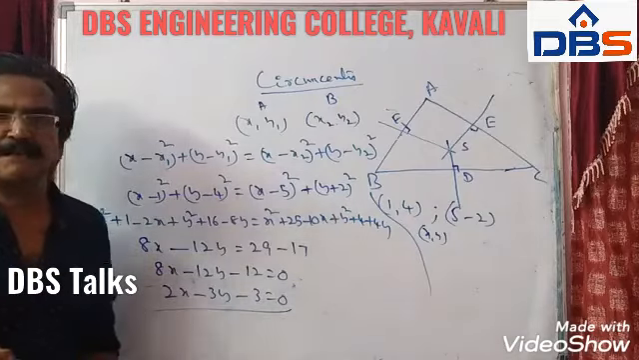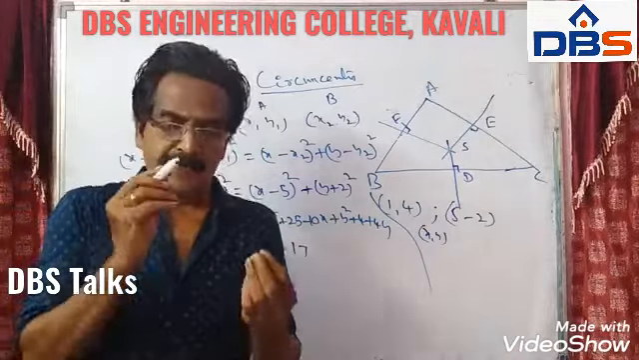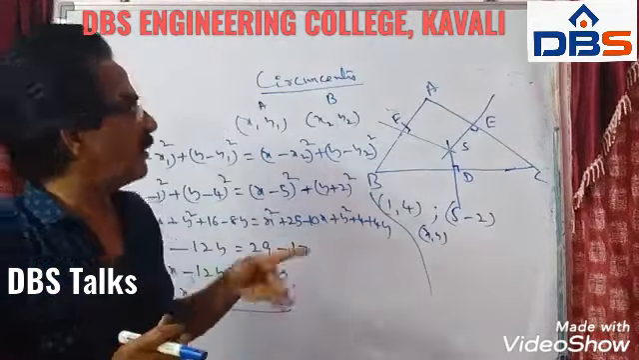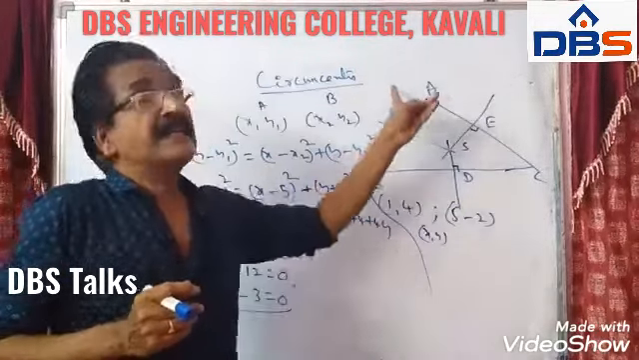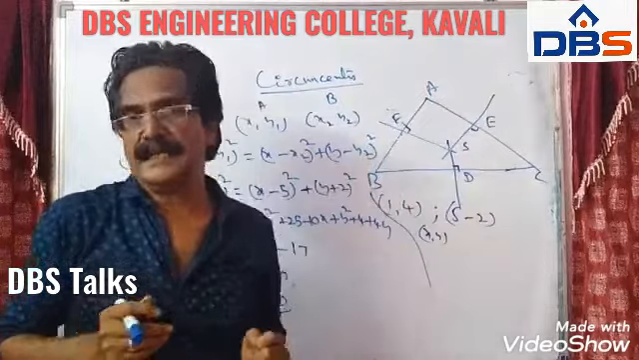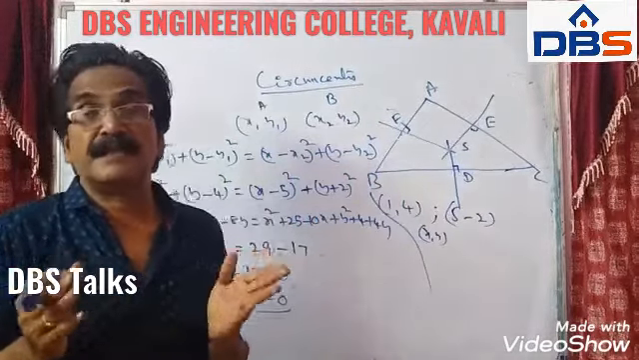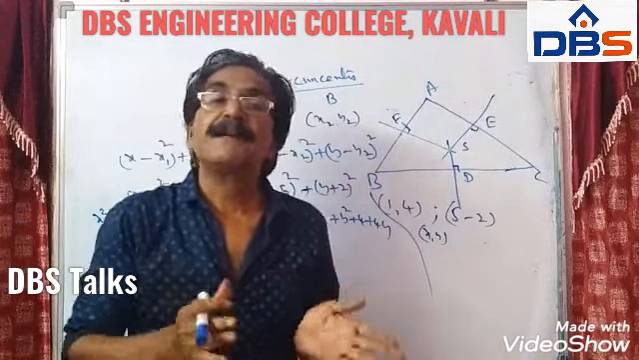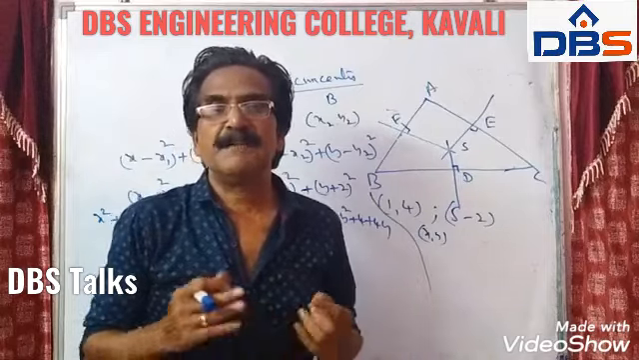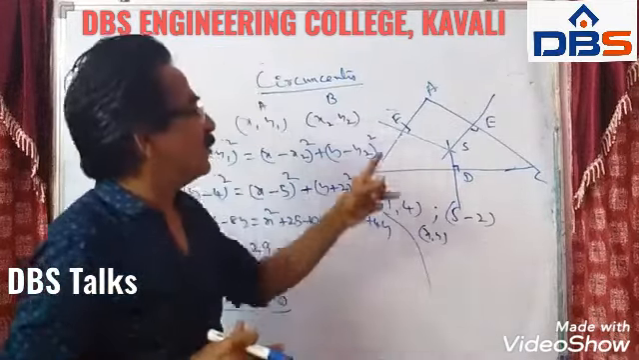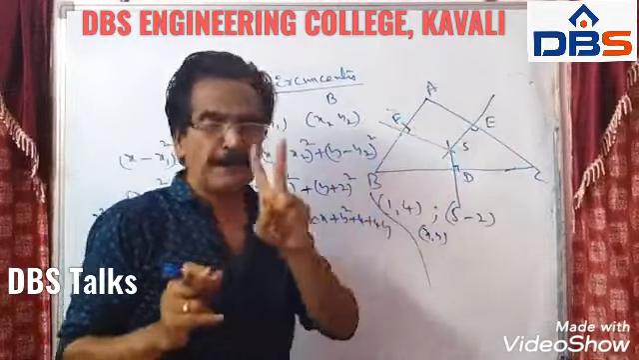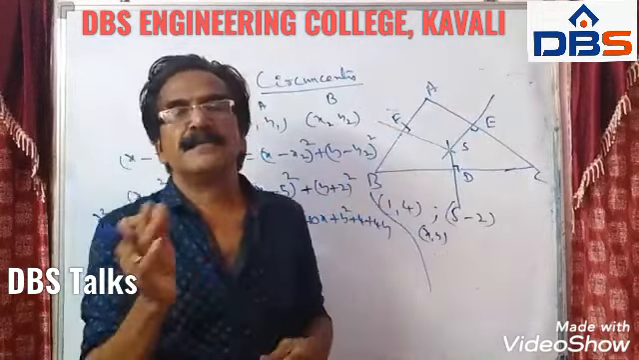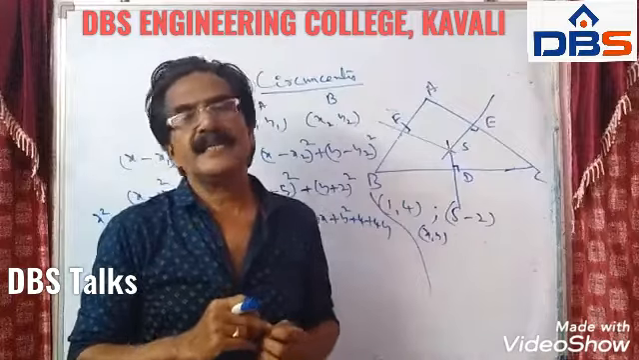This is the equation of the perpendicular bisector. The equation of the perpendicular bisector is important, friends, because it is useful not only for this but also for finding the circumcenter, because the circumcenter is the point of intersection of the perpendicular bisectors. So we find the equations of two perpendicular bisectors, and by solving those two equations, we get the circumcenter.